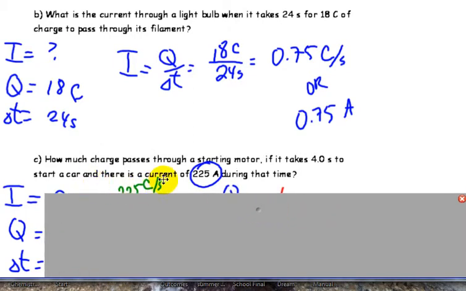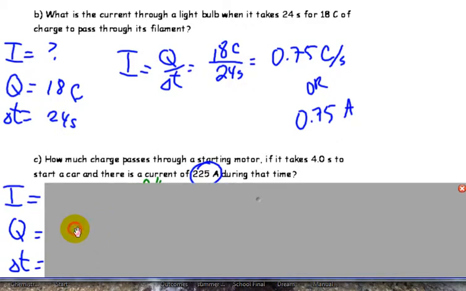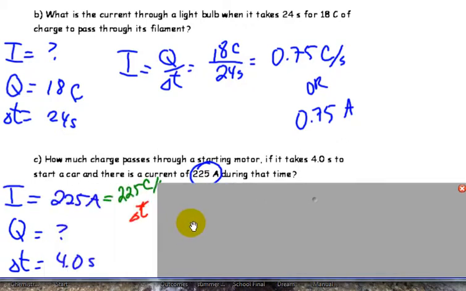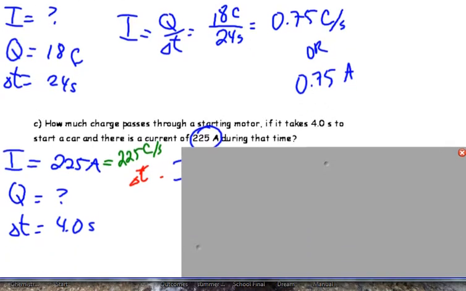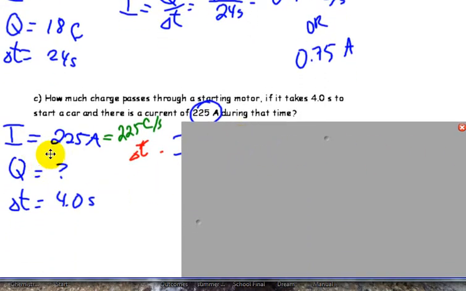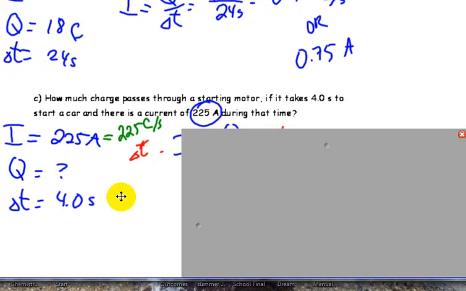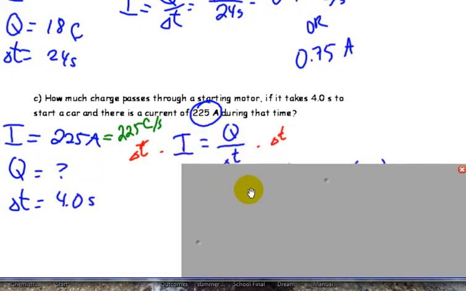C, how much charge passes through a starter motor if it takes 4 seconds to start a car if there's 225 amps of current during this time? So we know current, we're asked to find Q, the number of charges, and T we also know. Now you'll notice here 225 amps, I converted to 225 coulombs per second, just to make sure that the units work out nicely when I rearrange the formula.